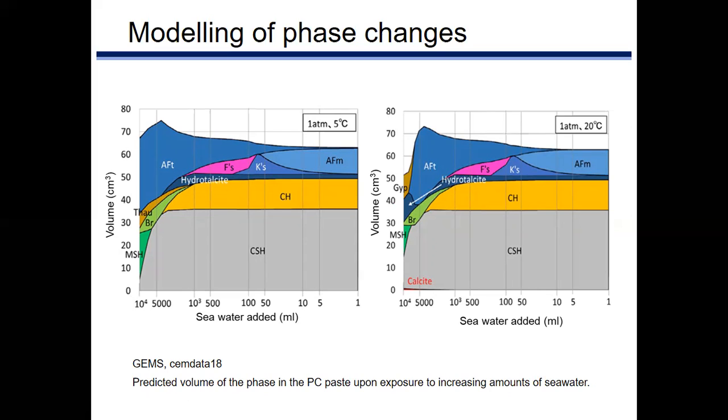What is the difference between 5-degree and 20-degree conditions? Looking at the left side of both figures, it can be seen that the volume of C-S-H under low temperature is smaller than that under 20-degree conditions. Instead, the formation of M-S-H increased under low temperature condition. However, from our result, the formation of M-S-H was not estimated even though it was formed under deep sea condition.